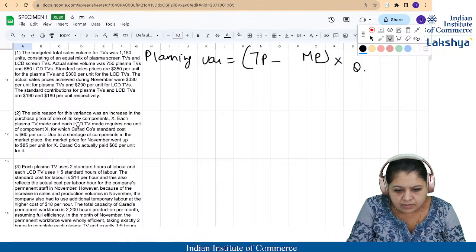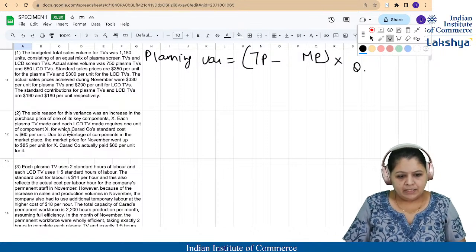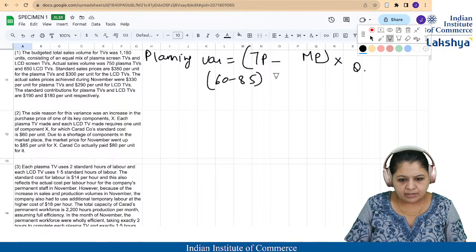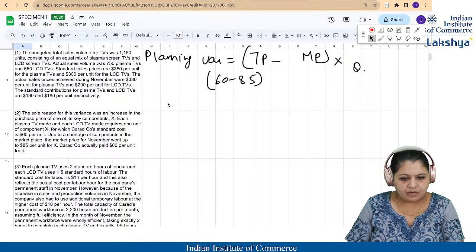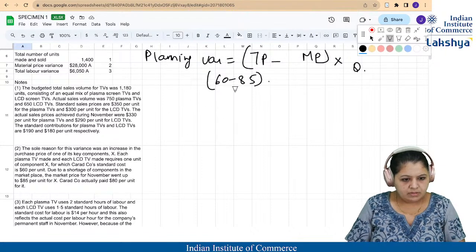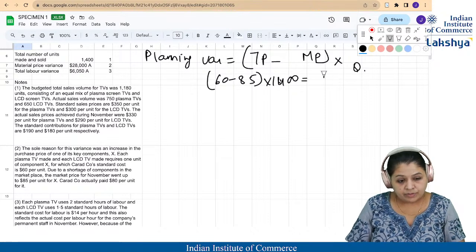So my target price is given, which is, see, the standard cost is supposed to be 60, right? But you ended up paying 85, right? So what happens here is 60 minus 85. The quantity that is here is the total quantity sold, right? Which is from the table itself. Let's figure out. Yeah, total quantity sold is 1500. So I'm just going to pick up that value from here. Same multiplied by 1400. So my planning variance is obviously adverse.